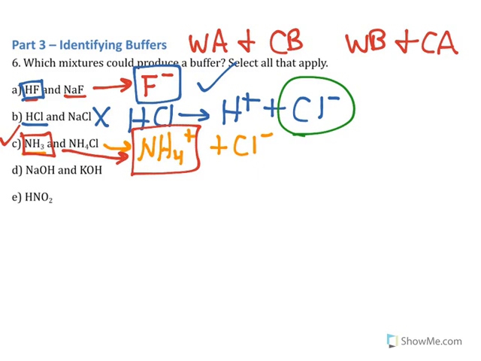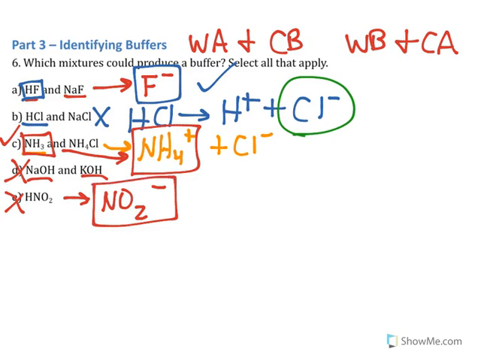D has a lot wrong with it. These are both strong bases. So right off the bat, it's a base and a base, so it can't be a buffer, and they're both strong. So very, very incorrect there on D. And E doesn't even have a partner. So it's not going to be a buffer. I could use the conjugate of this, which would be NO2 minus. If I had some salt that would produce some NO2 minus ions, then that would work. But as it stands right now, I just have the HNO2, so it cannot by itself be a buffer.